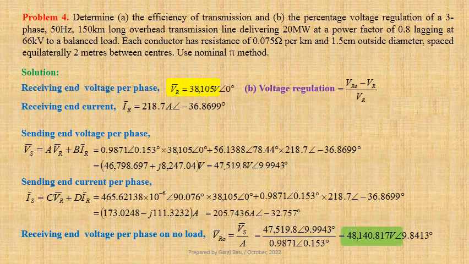Now we shall determine voltage regulation, that is equal to (VRO minus VR) divided by VR. Using values we get (48,140.817 minus 38,105) divided by 38,105. That gives us 0.2634 per unit or 26.34%.